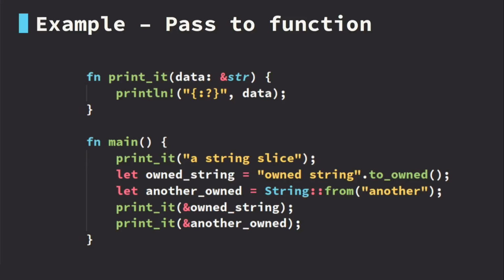To then use the owned string with this function, we have to borrow it, because as you can see, the string slice is borrowed data, as indicated by the ampersand. So when we borrow this owned string in both of these scenarios, it will call the function properly because it expects borrowed data.